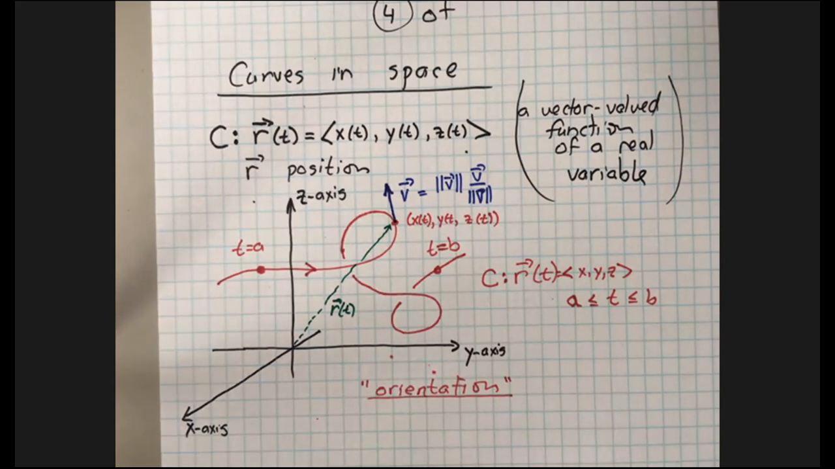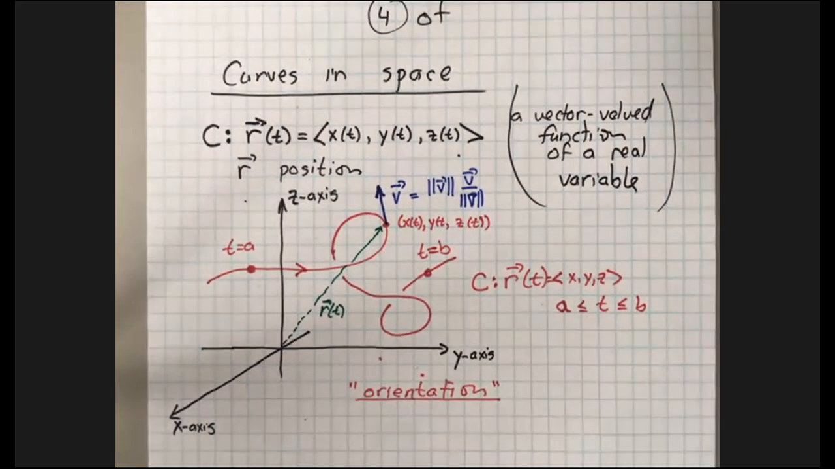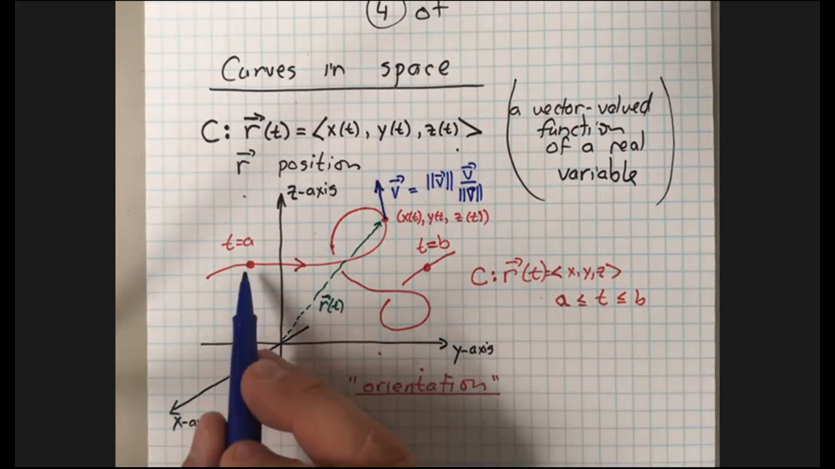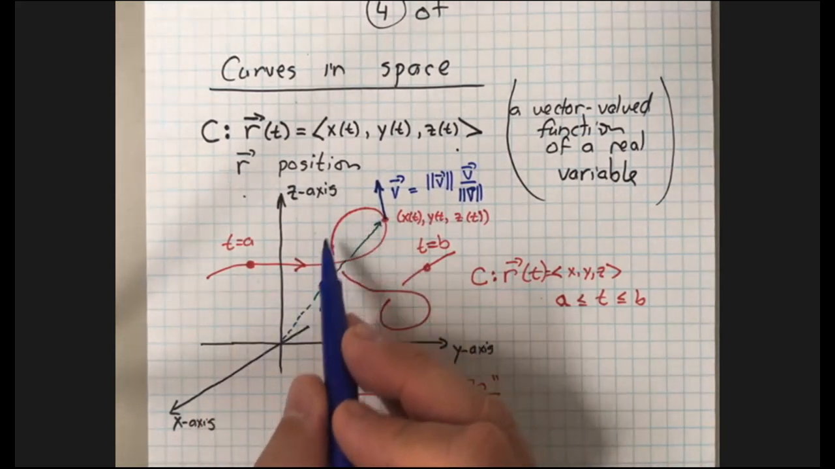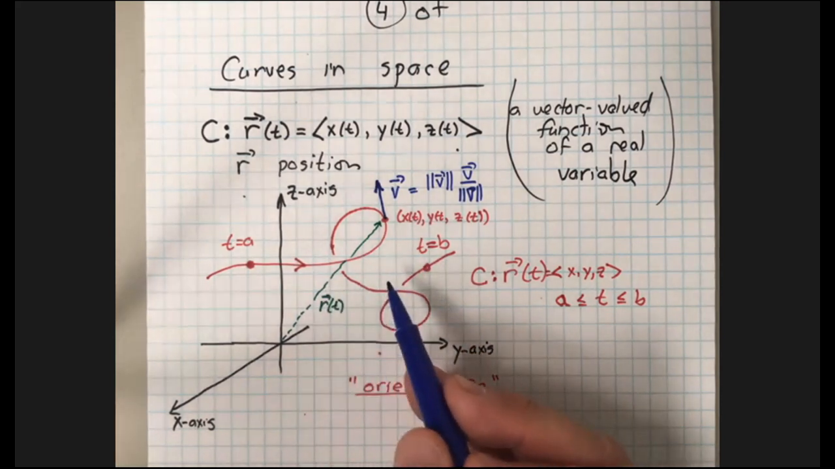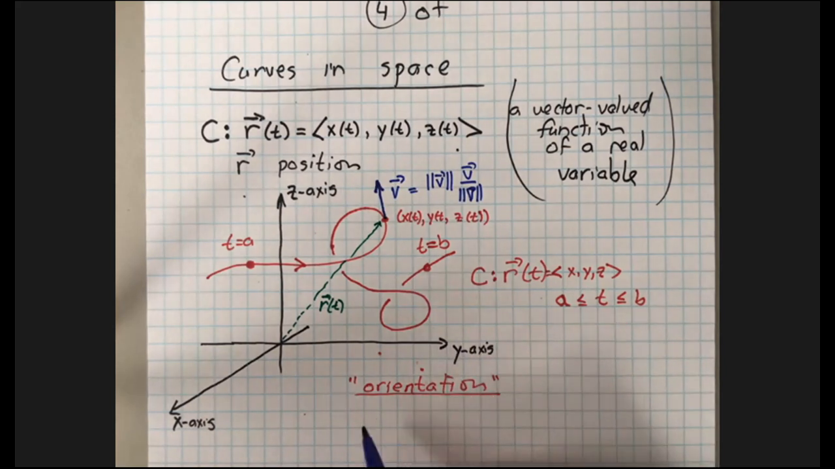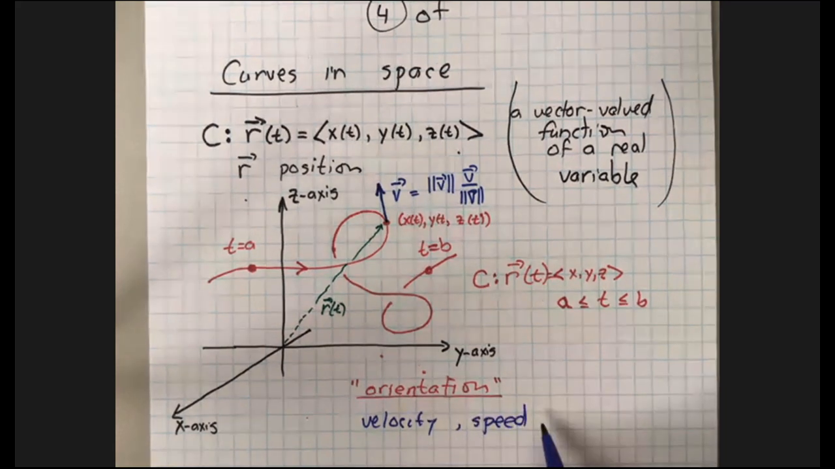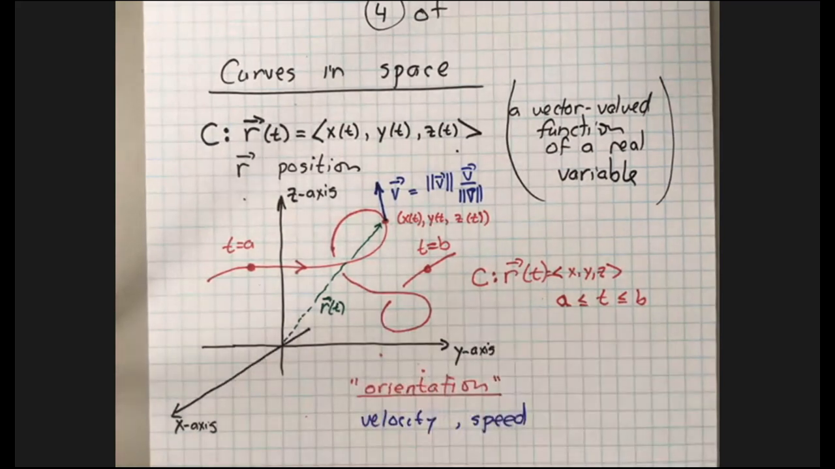Now you acknowledge that speed and velocity are two different things. I mean, you knew that, but when I say we're going to know every single thing there is to know about this curve, there are many, many things to know about this curve. So I have orientation. I have velocity. I have speed. What else would I like to know about this curve?